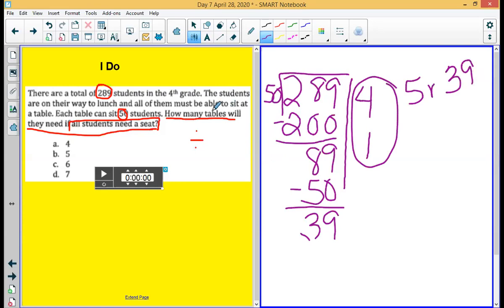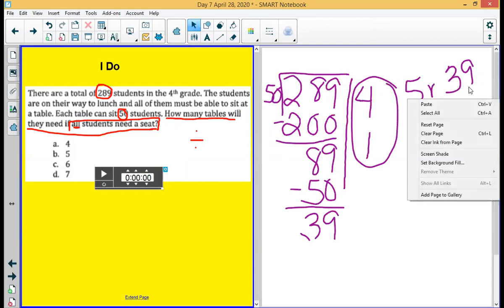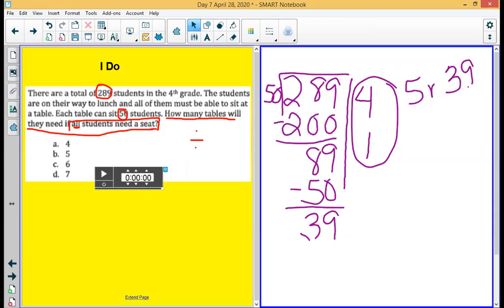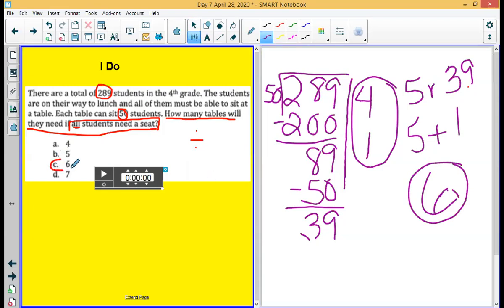Now let's go back to our problem. How many tables will they need if all, keyword, all the students need a seat? I have 39 kids over here, and I know that this is going to be 5 tables. So already I need 5 tables, plus I'm going to need an additional table. 5 tables plus 1, that's quotient plus 1, will give me a total of 6 tables. So that no one is standing, I need 6 tables.